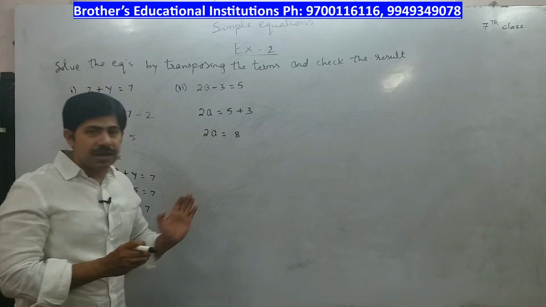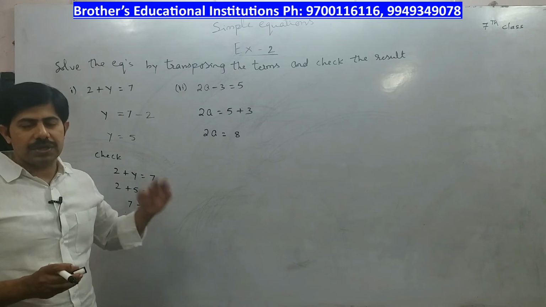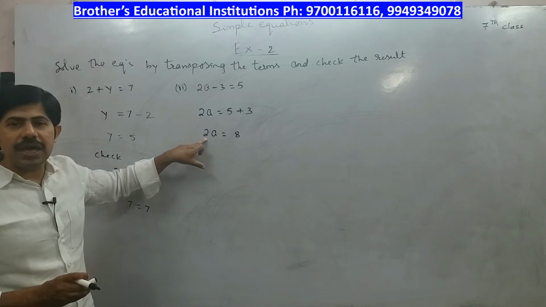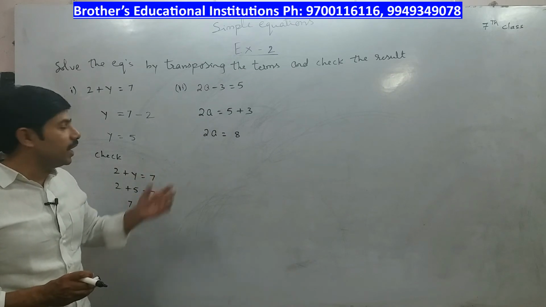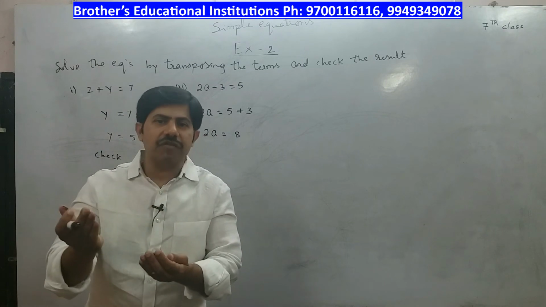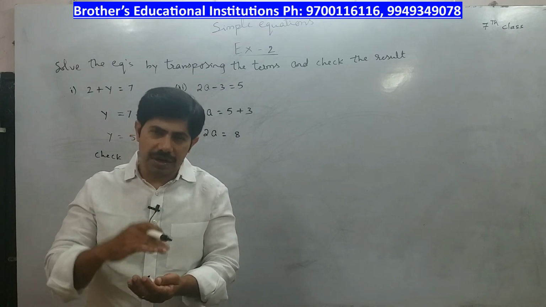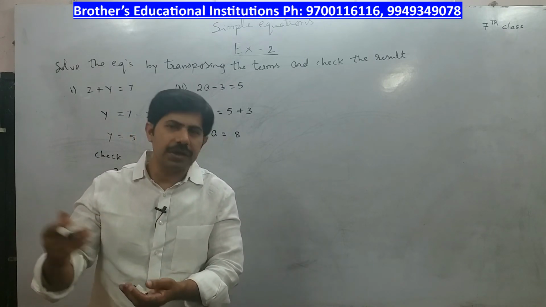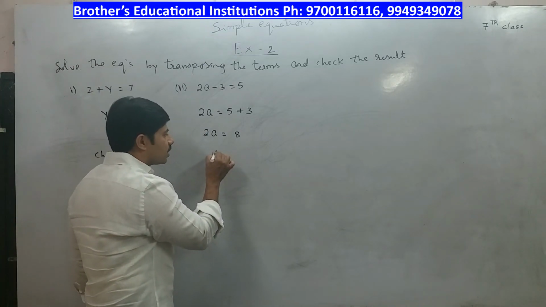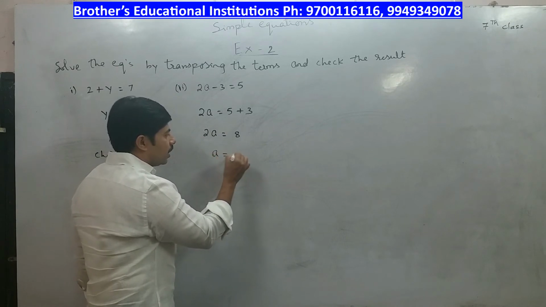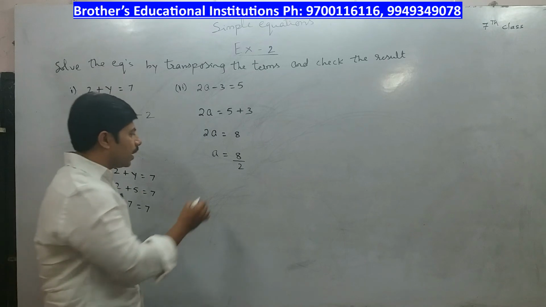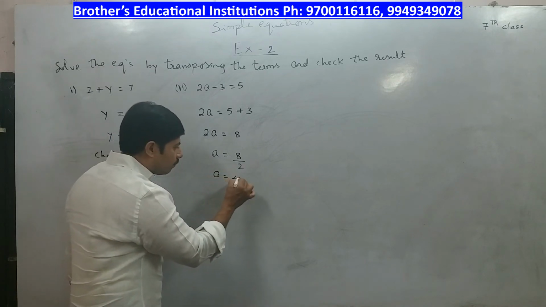Now as it is transposing the terms, in order to get the value of a, I have to transpose 2. So here transpose 2 means what? It is not 2 plus a, it is 2a. It is in product. So what is the reverse of product? Division. So in order to get the value of a, as 2 and a are in product, the value will be 8 by 2. Okay. So 8 by 2 is nothing but 4.